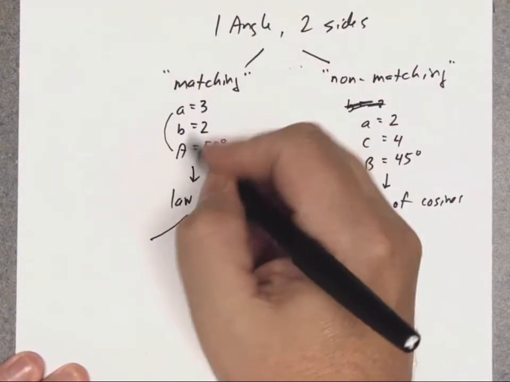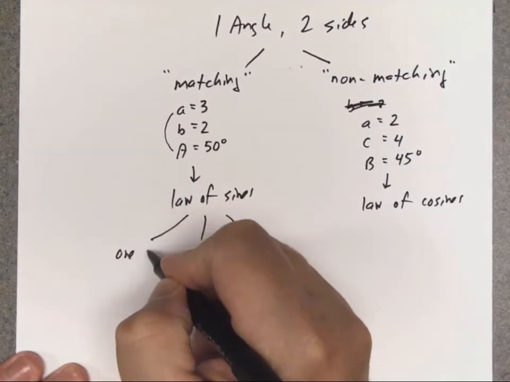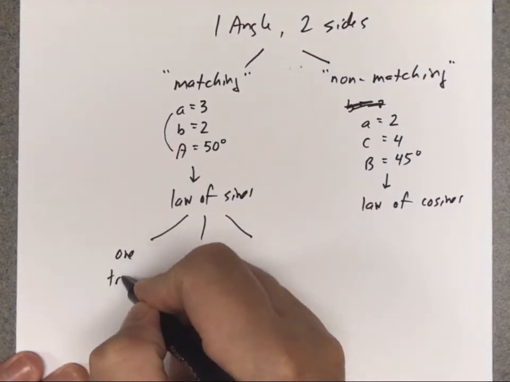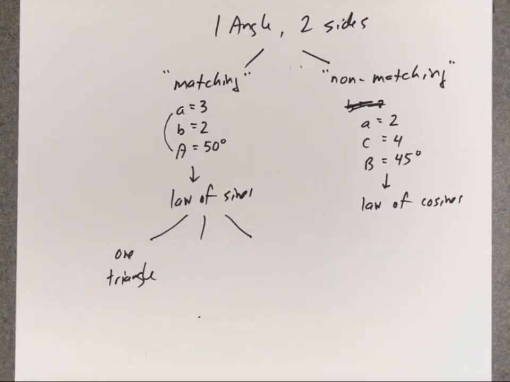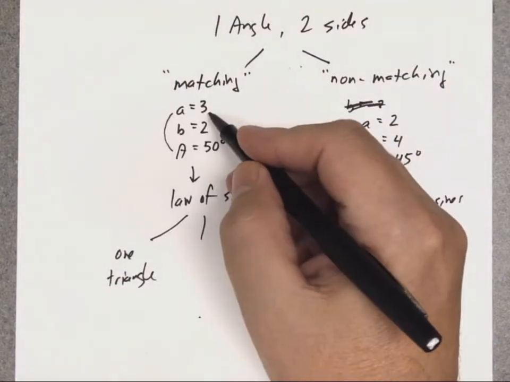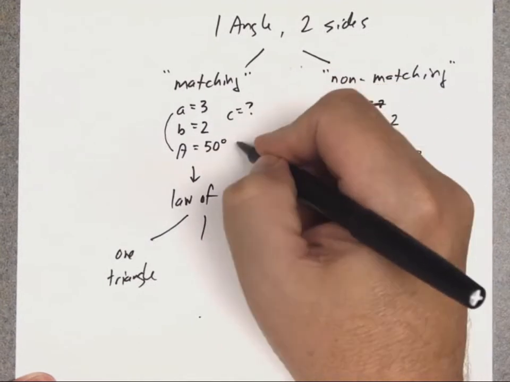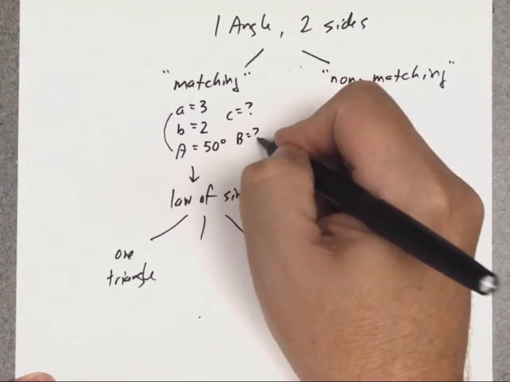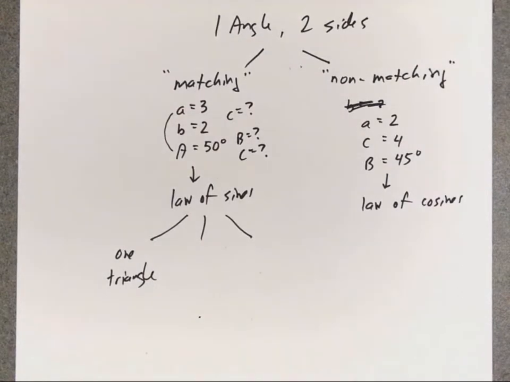We can use law of sines in a minute, and when we're all done, it will turn out that we'll have the information for the triangle, just one triangle. In other words, here we'd have to find side C, and here we have to find angle B and C, one triangle.